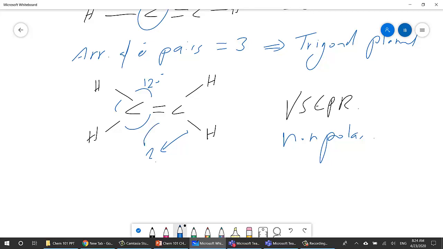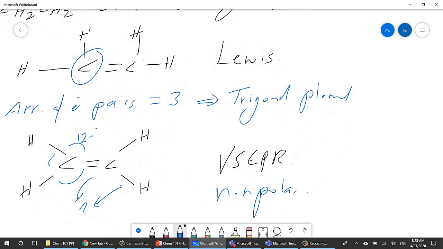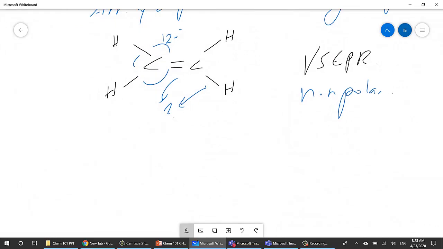And what is this bond? What are these bonds made of? Are they s-s, s-p, sp2, sp3? What are they? Will we know beforehand this is trigonal planar, and therefore, according to the table that we just finished, this should be sp2, right? But how is it sp2 on carbon? And how does it look like?